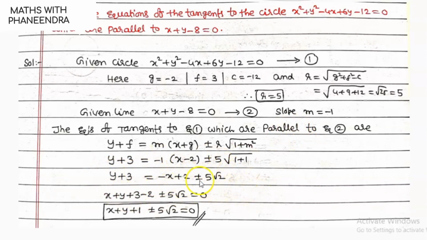These complete values we are taking this side. So x plus y plus 3 minus 2 plus or minus 5 root 2 equal to 0. That is x plus y plus 1 plus or minus 5 root 2 equal to 0. This is the parallel condition. Find the equation of tangents to the circle which are parallel to the line. And come to the next question, the perpendicular case. Both are important for 4 marks.